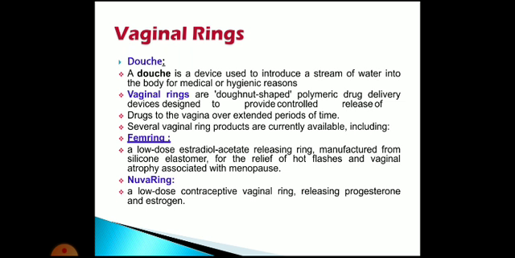The types of vaginal ring: first one is called Femring. It is a low-dose estradiol acetate releasing ring manufactured from silicone elastomer. They are used to relieve the hot flashes and vaginal atrophy associated with menopause. NuvaRing, a low-dose contraceptive vaginal ring, releases progesterone and estrogen.